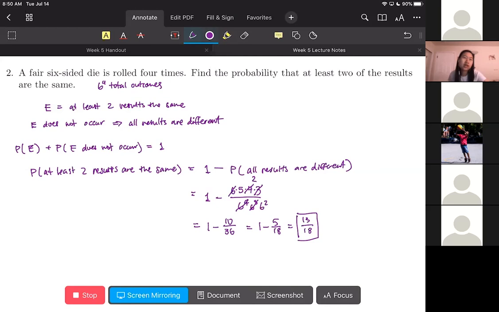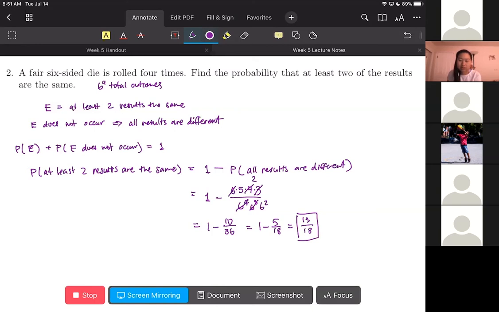And this is another case where if we want to count directly, at least 2 results are the same, usually it might be something like casework. We might have to count, okay, what if 2 results are the same? What if 3 results are the same? What if all results are the same? And then we divide that by the total number of outcomes. And you can do that, but it's going to be more work. So similar to the idea of complementary counting, here's an example where it's actually going to be less work if you count the complement. If we count the probability all results are different, we just have to count one case. And that makes the calculation a lot easier.